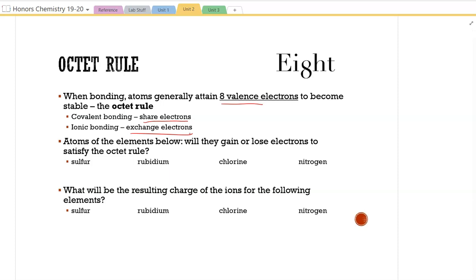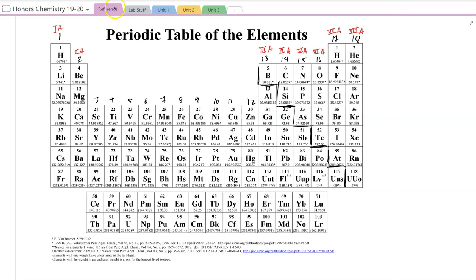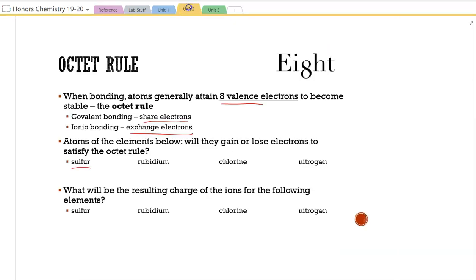There are some patterns here, and one of the things that's nice is that you can usually predict whether they are going to gain or lose electrons to satisfy the octet rule. Well, let's try this out. Let's try sulfur. If you look at the periodic table, sulfur is right here. Sulfur is in group 6A, so it has 6 valence electrons. To attain the octet, all you have to do is gain 2. So sulfur is going to gain 2 electrons in order to achieve the octet rule.